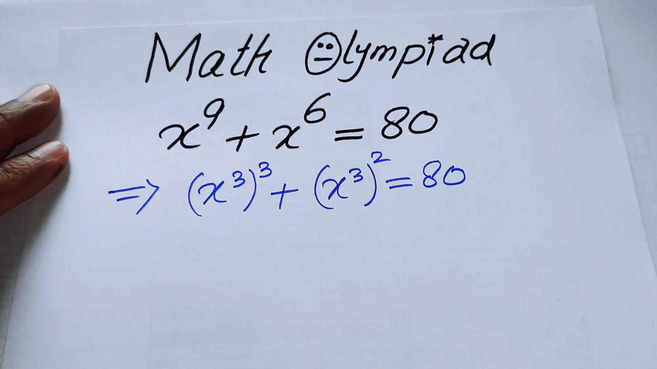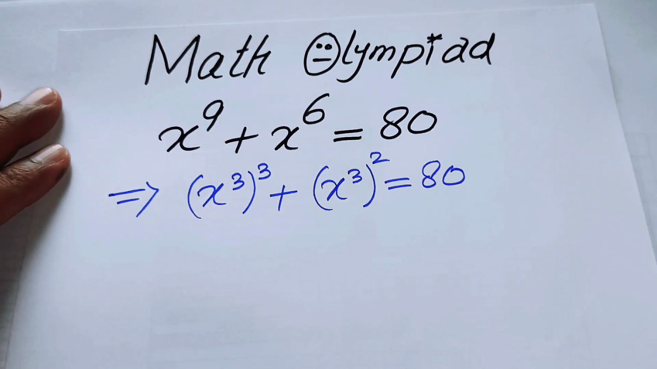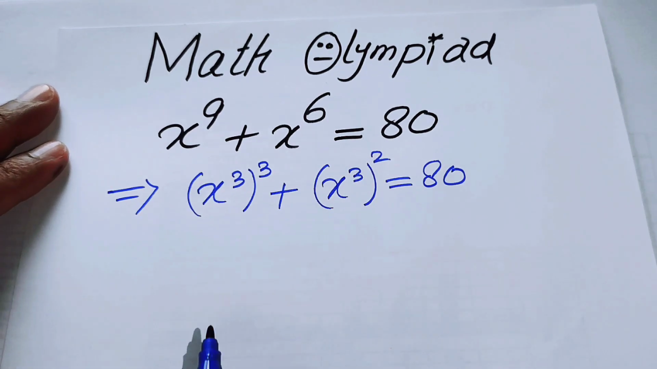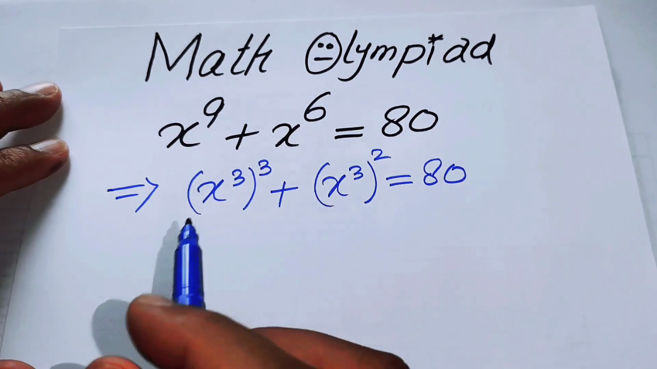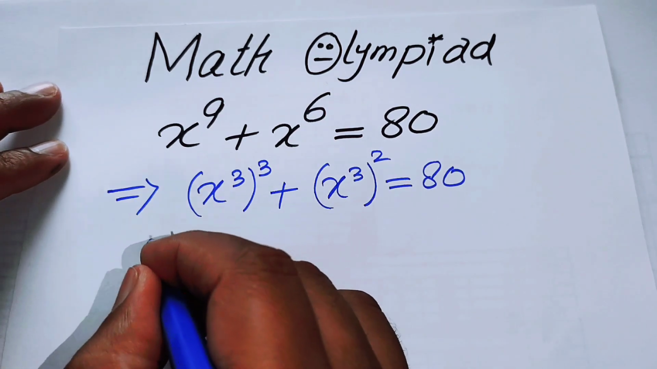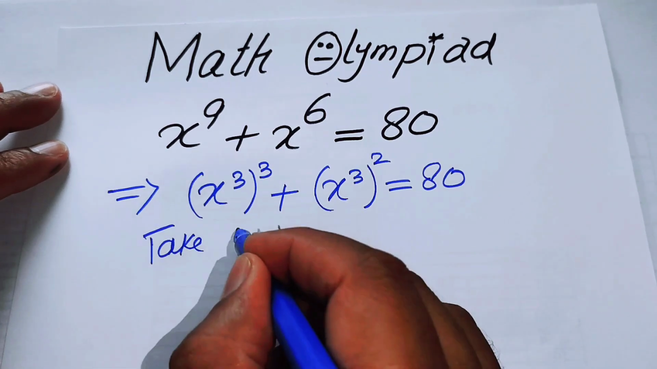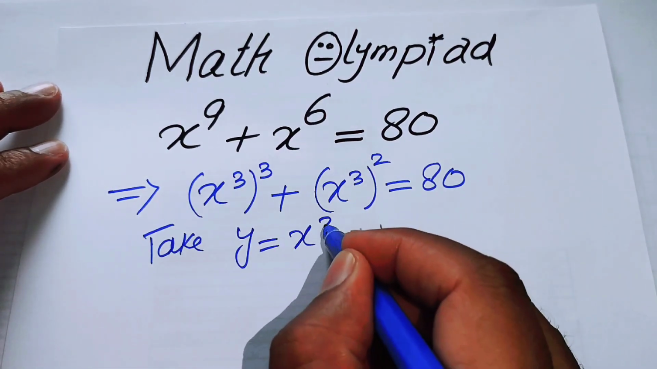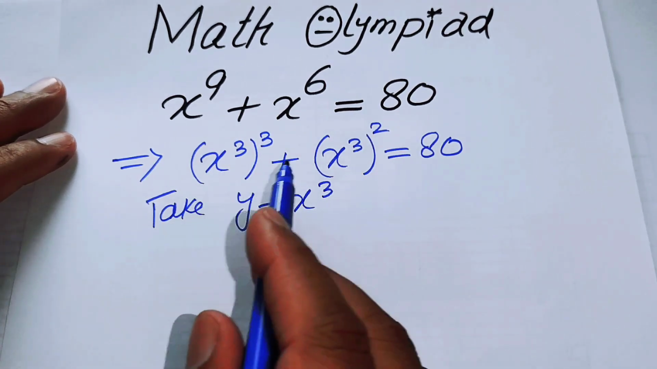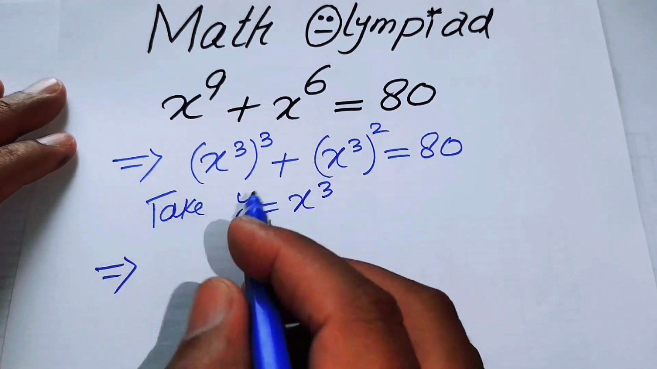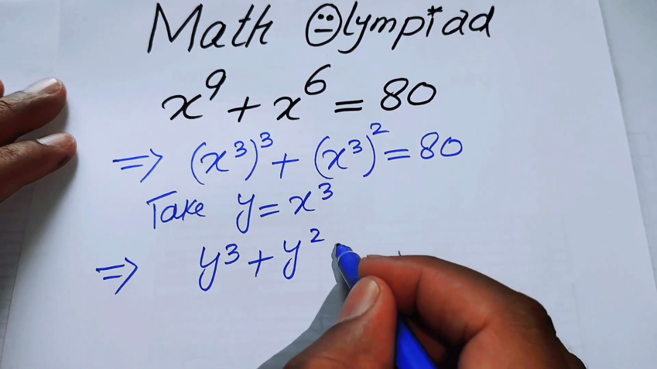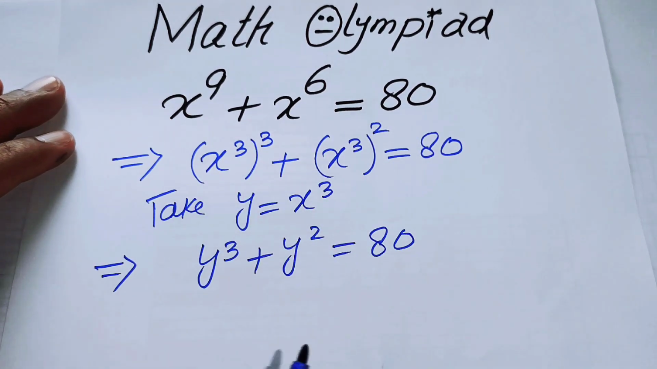After that I can apply the exponential law, or I can just simplify this by taking a substitution. Let y is equal to x to the power of 3, so that after substituting, the equation becomes cubic in form, and it becomes y cube plus y square is equal to 80.